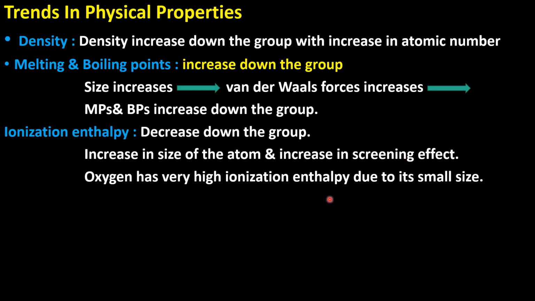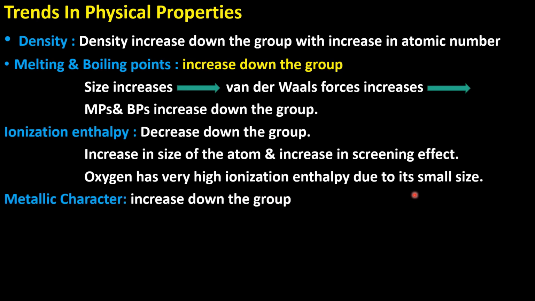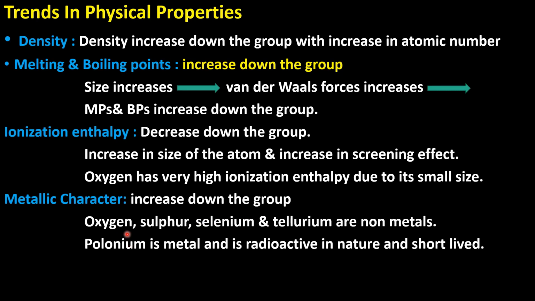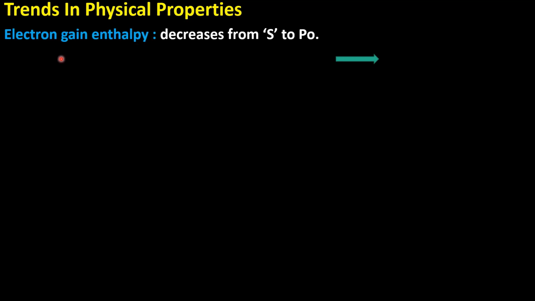Oxygen has a very high ionization enthalpy due to its small size. Metallic character. Metallic character increases down the group. Oxygen, sulfur, selenium, tellurium are non-metals. Polonium is a metal and it is radioactive in nature and short-lived. Its half-life period is very less. Now let us see the remaining physical properties and trends.